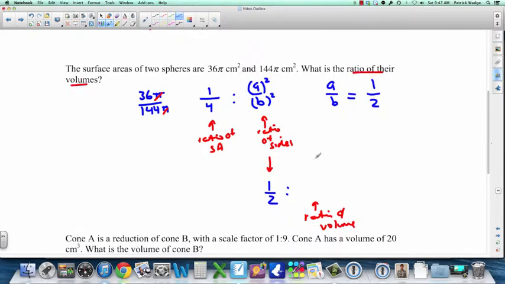So again, maybe I'll put A and B again. What do we know we have to do to the ratio of sides, or the scale factor, to get the ratio of volume? We need to cube them. So the ratio of volume should be 1 cubed, which is 1, over 2 cubed, which is 8. So it's 1 over 8, or if you want, you can write it this way, 1 to 8. The ratio of volumes is 1 to 8.